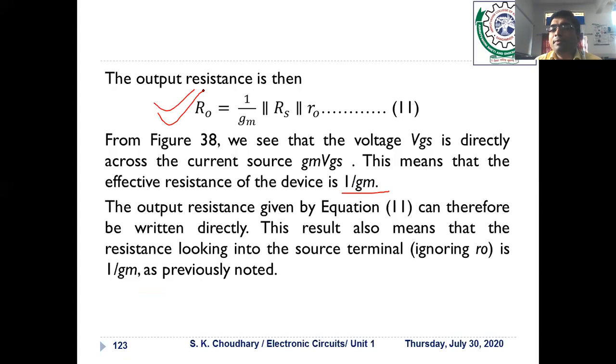So what are the important features we have to know here? First of all, voltage gain is always less than unity. Second, input resistance is highest among all the configurations made by the MOSFET. Output resistance is lowest among all the configurations available in the MOSFET. Means as compared to common source and common gate, its output resistance is very low.